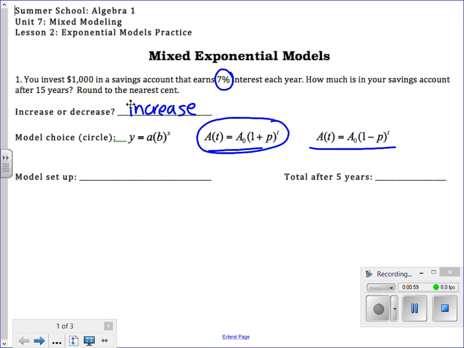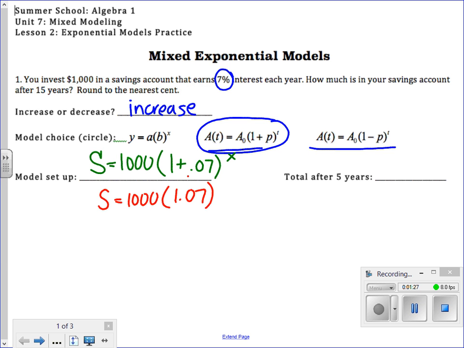Now our model setup, the amount of money that's in our savings account, S, equals, now I always put the amount I start with first, so 1,000 times. Now it's percent increase, so it's 1 plus 7%, which is 0.07 to the x. If you want, you can add together this 1.07. So I'd have S equals 1,000 times 1.07 to the x. The 1 plus 0.07 and the 1.07 are the same thing.